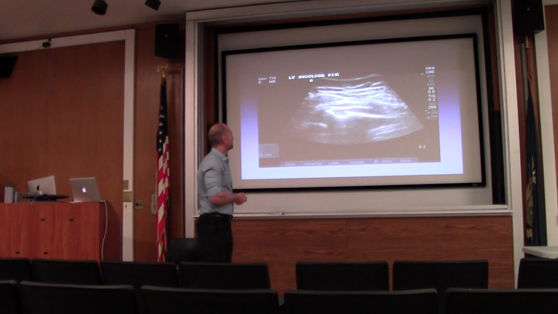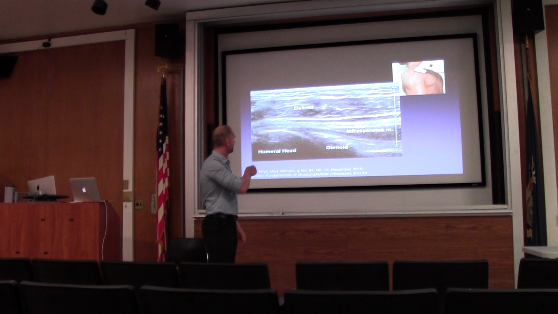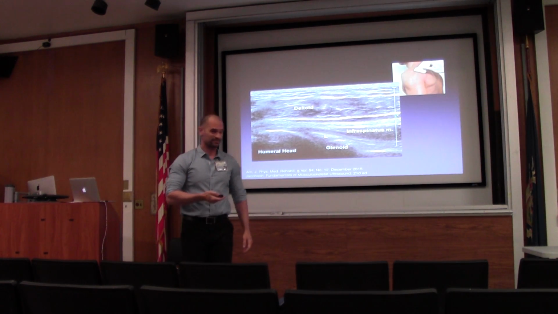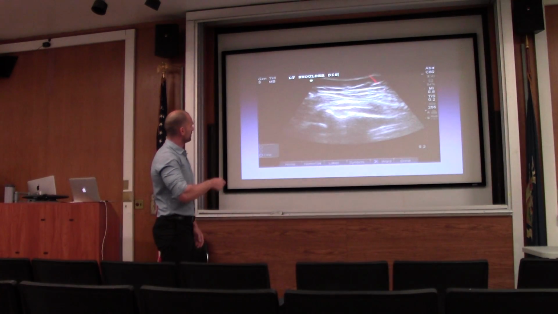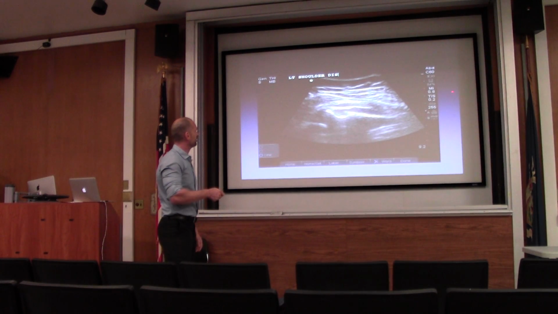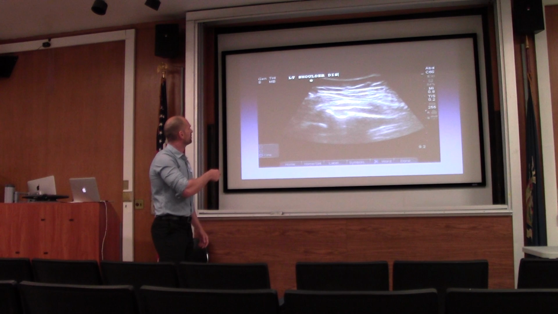This is what you're going to end up seeing pretty much beforehand. Now you'll notice in this picture that this is a linear probe. Obviously that's going to be used on thinner people. This is a curvilinear probe, which is going to be used on bigger people. And so you're seeing these exact same landmarks right here. You're seeing the glenoid, but now you're seeing this hyperechoic line right over here, which is the humeral head.